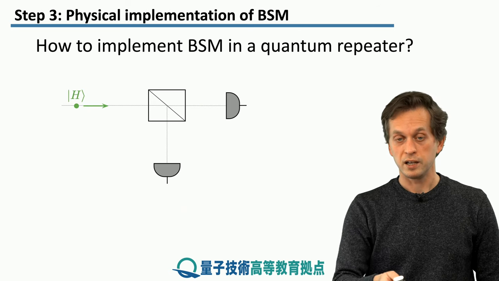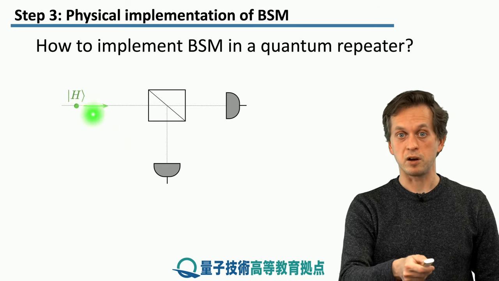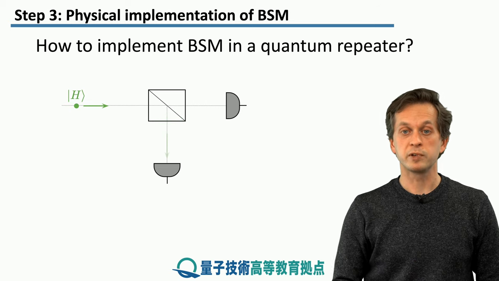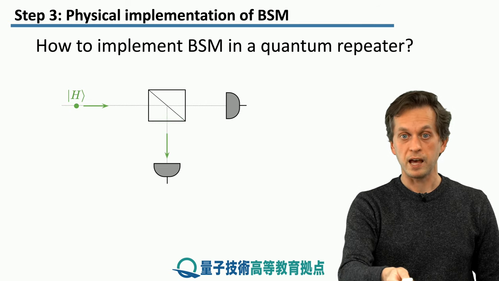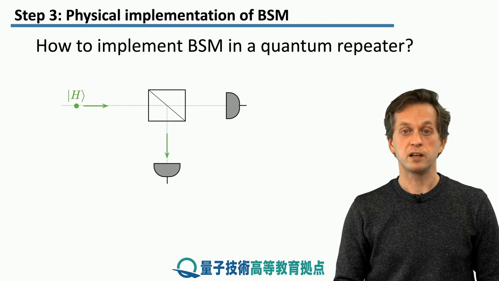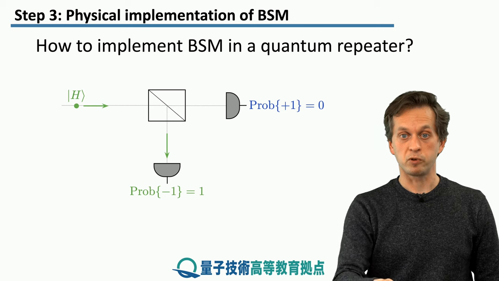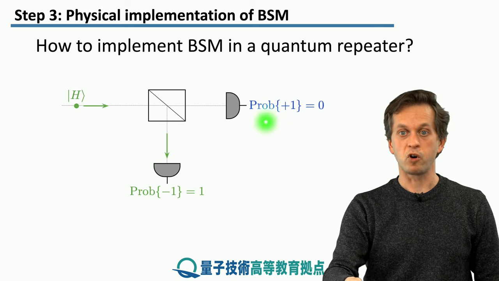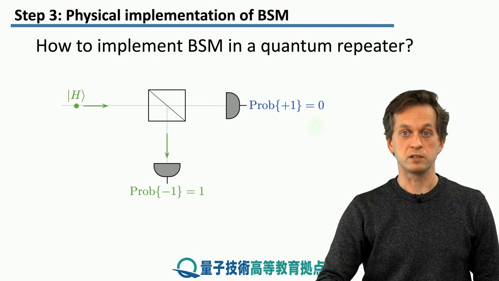So the probability of the outcome minus 1 is always 0. On the other hand, if our initial photon is horizontally polarized, then you might guess it always gets reflected and travels down into this detector here, triggers it, and always gets detected. So the probability of the outcome minus 1 is 1, and the probability of the outcome plus 1 is always 0.